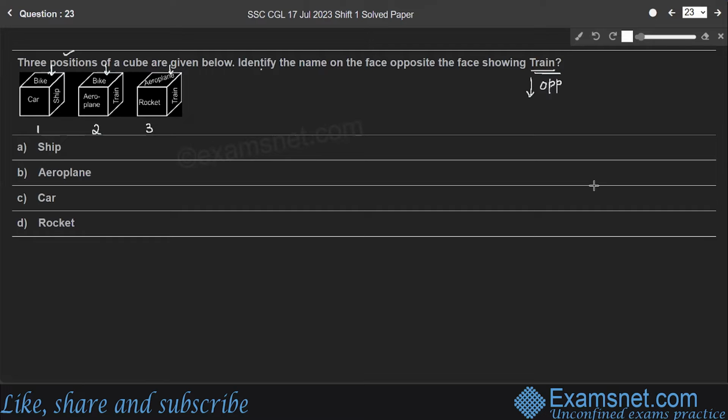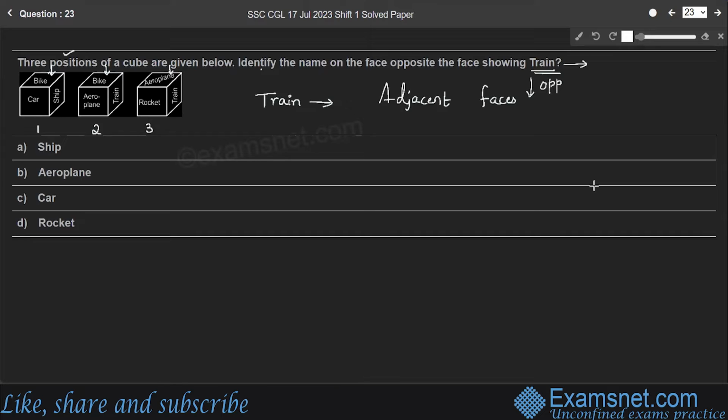Here we are going to find the opposite face of train. So let us consider face train and its adjacent faces. We'll first write the adjacent faces of train. You can easily find its opposite face later, right? So adjacent faces of train from the second and third position.